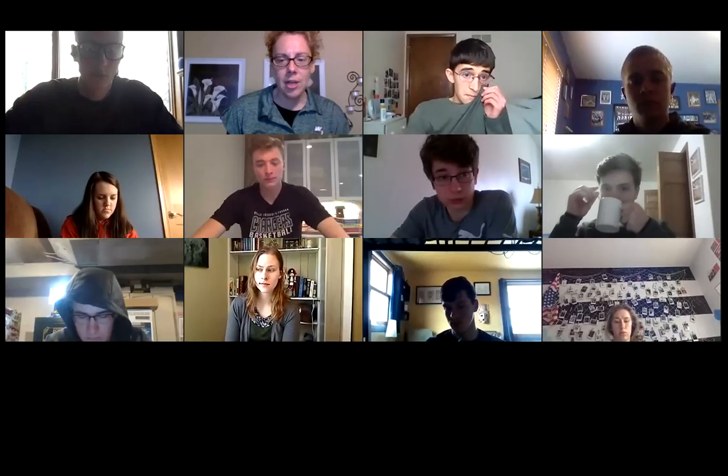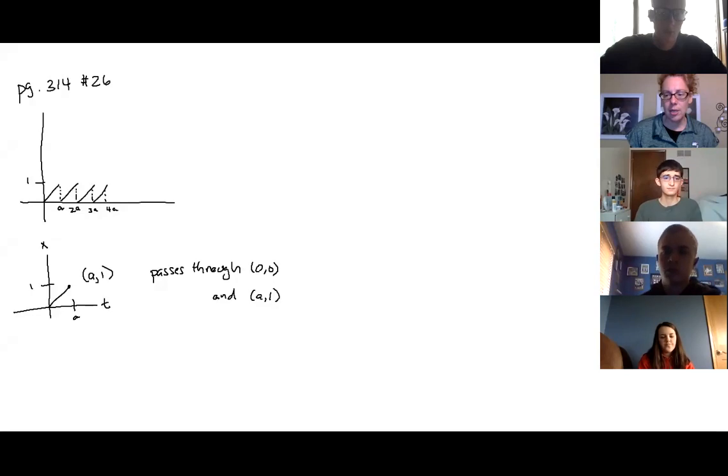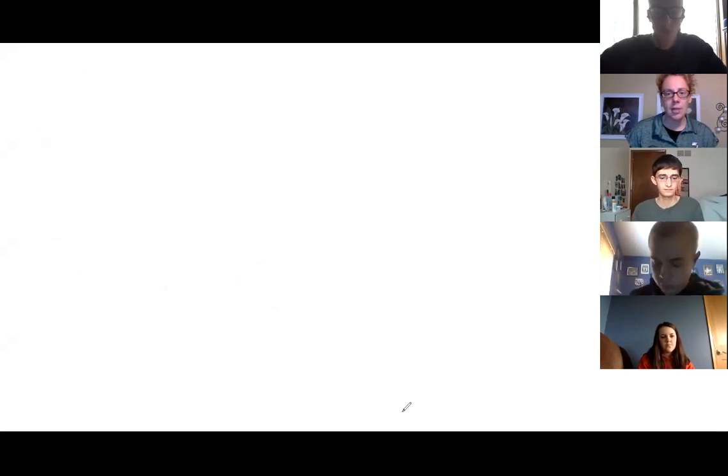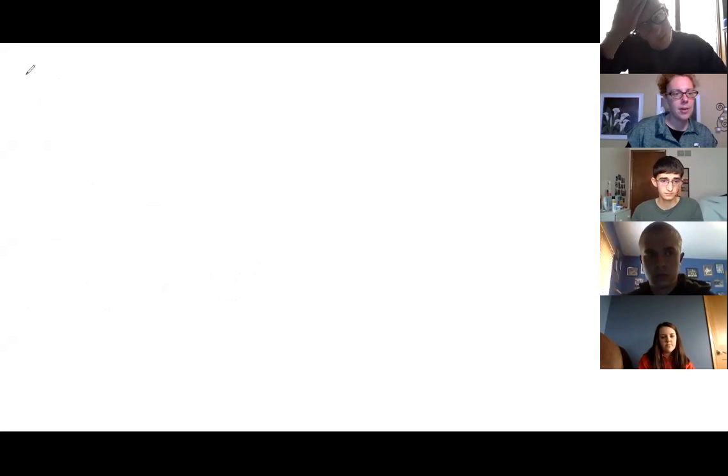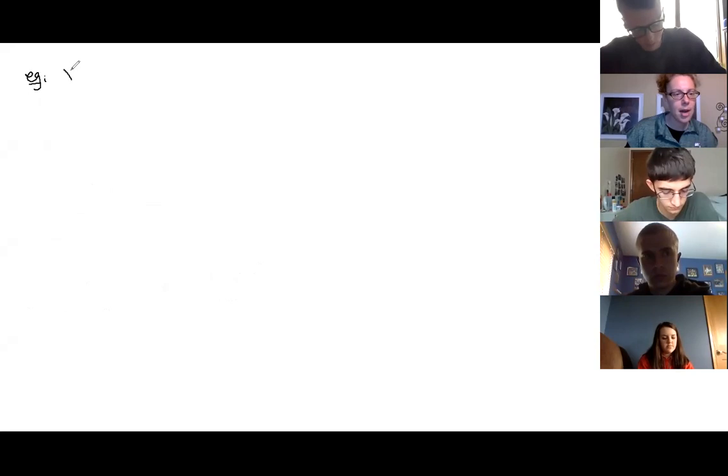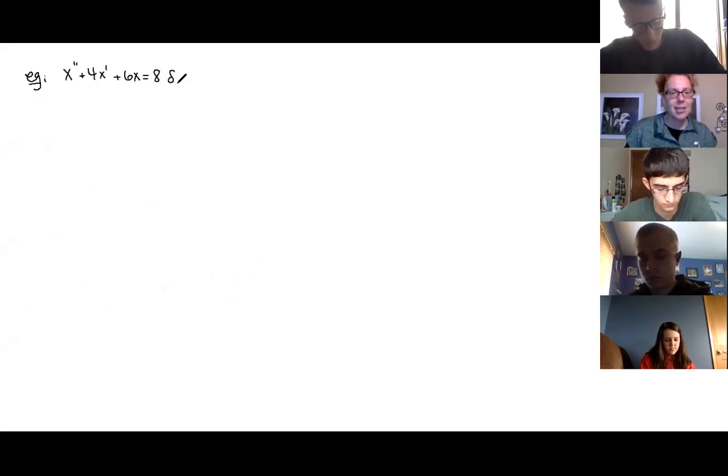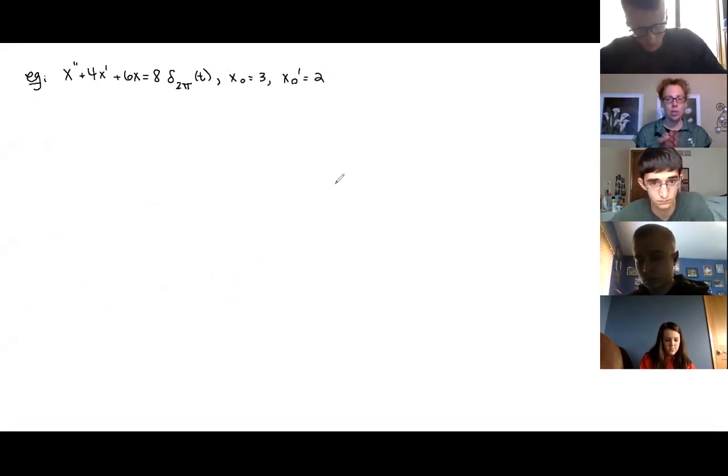Let's get into my first example here. Here's my differential equation that I'm trying to solve. I have x double prime plus 4x prime plus 6x equals 8 delta sub 2 pi of t, with x naught equal to 3 and x naught prime equal to 2. So this is very much going to be an example with everything in the kitchen sink going on.